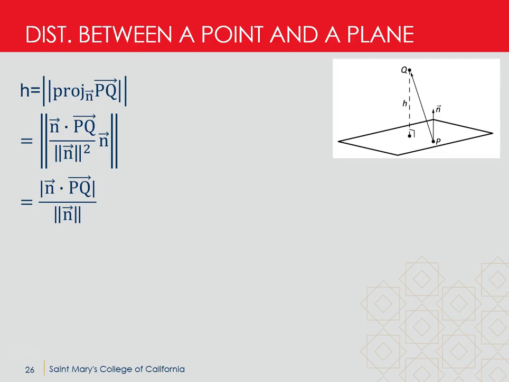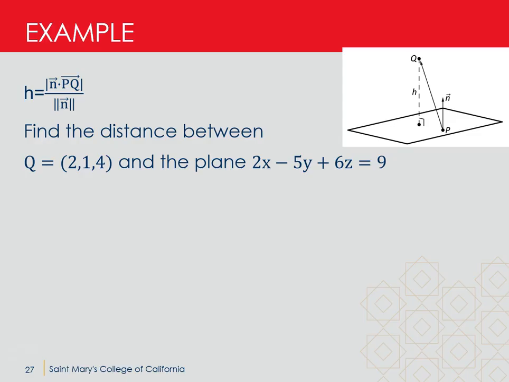So N is the normal vector. PQ is the vector from any point on the plane P to the point Q. And again, that's all we need. Once again, the numerator here is a scalar, so we just have the absolute value signs there. So let's go ahead and do it. So again, we've got the formula written up there. We want the distance between the point Q, 2, 1, 4, and there is our plane, 2x minus 5y plus 6z equals 9. Keep in mind that we have the plane, so we automatically know the normal vector, right? The right angle vector there is 2, negative 5, 6.